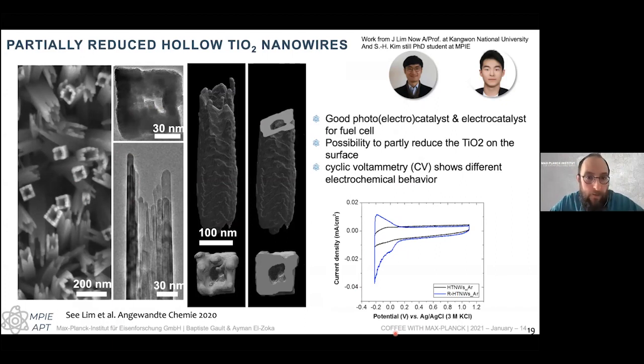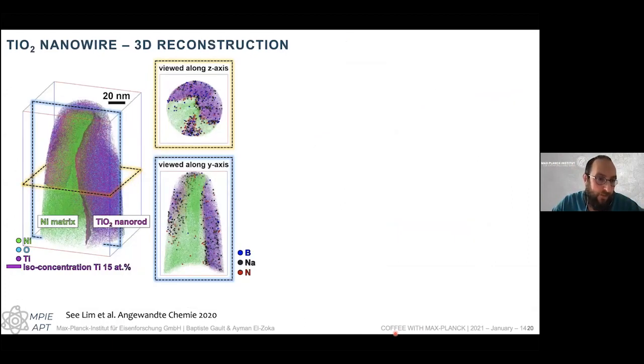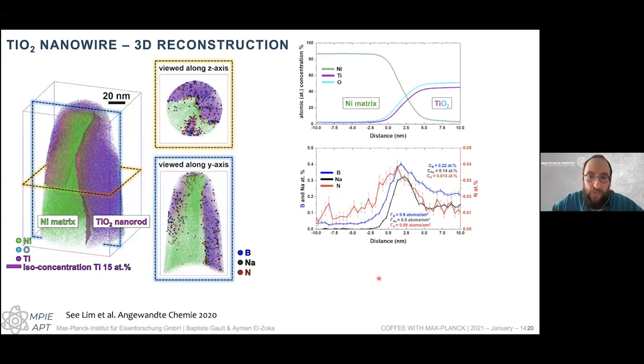And when we do the atom probe on these types of samples, we can see that there's basically segregation of impurities, boron, sodium, and nitrogen from the fabrication process, sitting at the surface and stabilizing the oxygen vacancy, so the oxygen that is missing on the surface. And this explains why this material, after partial reduction, behaves much better, is a much more active catalyst.